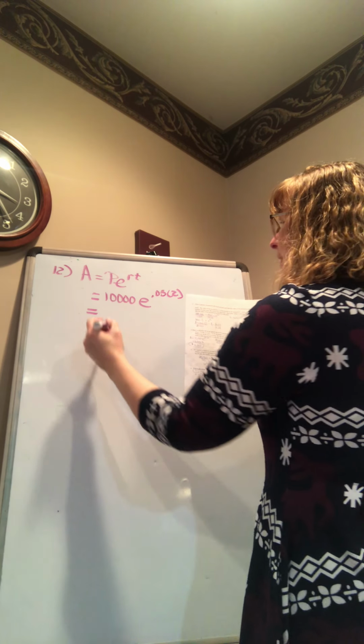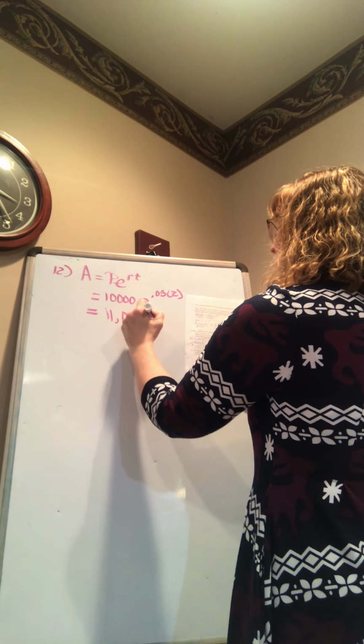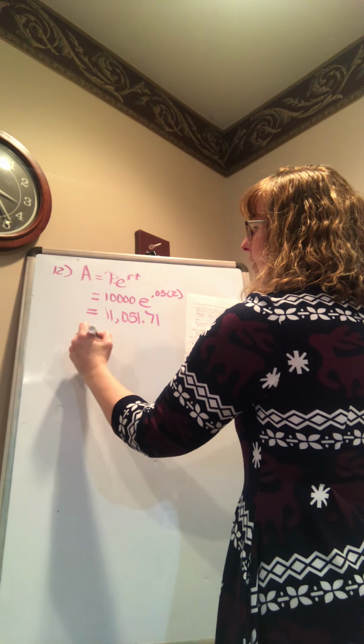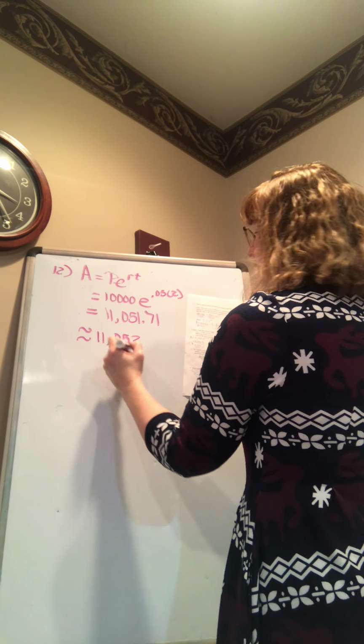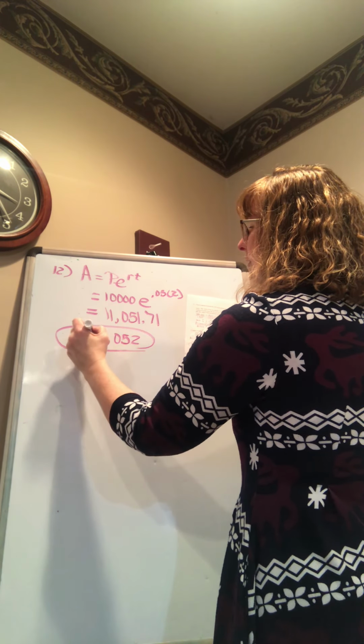You type that in, and you get $11,051.71. They say to the nearest dollar. So $11,052 would be to the nearest dollar. So that was part A.